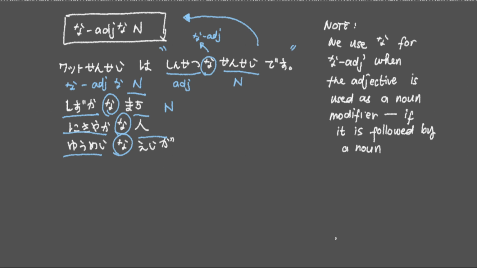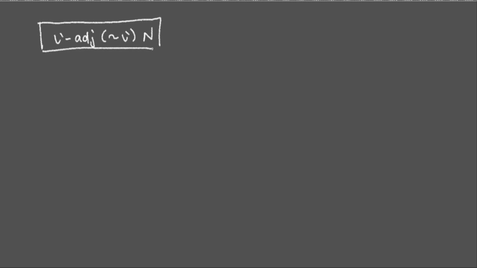Okay. Next up, we have i adjective. Okay, Fuji-san. Okay, i adjective as it is with i at the end, noun. Alright. Fuji-san wa takai yama desu.